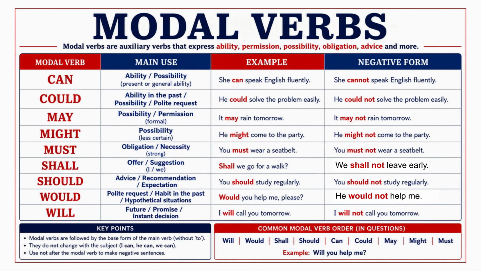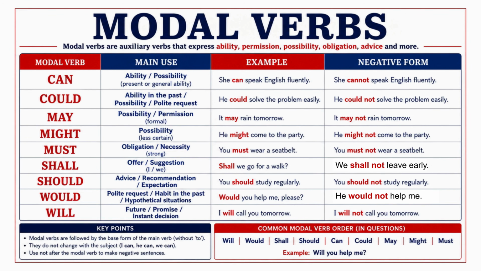For example, she cannot speak English fluently. I can't swim well. He cannot drive. They can't come today. We cannot stay long. She can't hear you. I cannot open the door. He can't play tennis. We can't solve it. You cannot park here. The second modal verb is could.